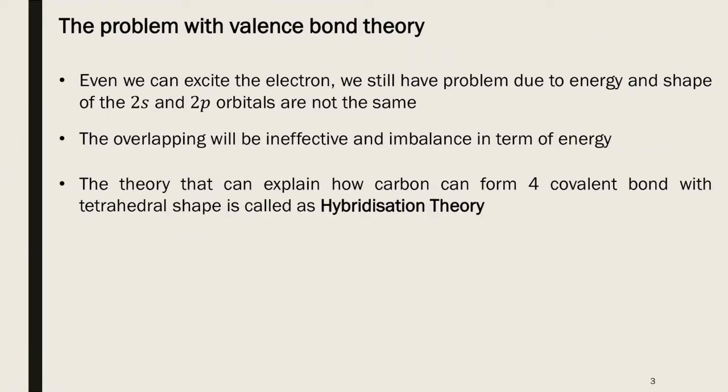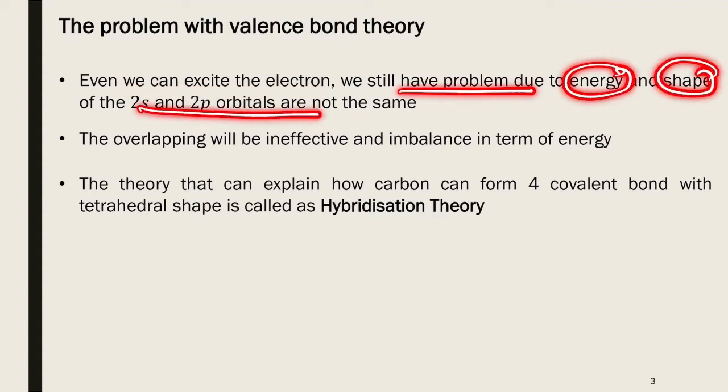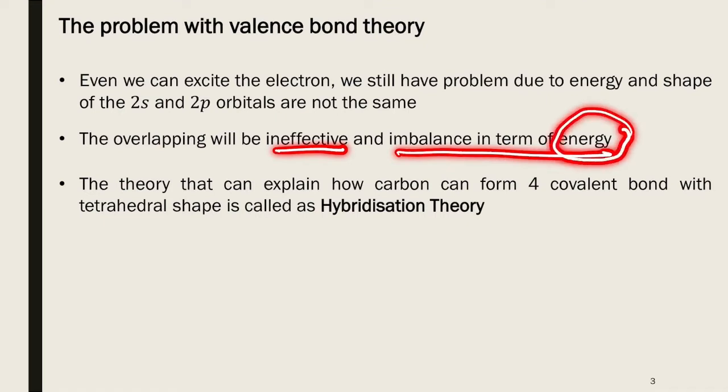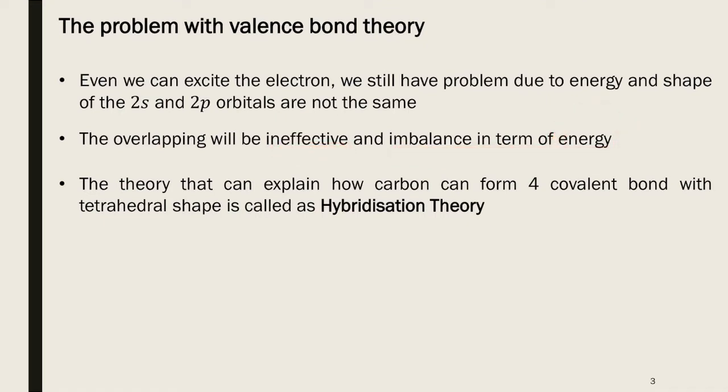Even though we can excite the electron, we still have a problem in terms of energy and also in the shape of 2s and 2p orbitals, which is not the same. Therefore, the overlapping will be ineffective and imbalanced in the form of energy. Therefore, we have another theory to explain how carbon can form 4 covalent bonds, and it is called hybridization theory.